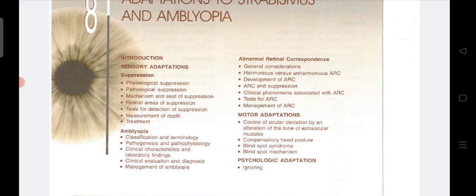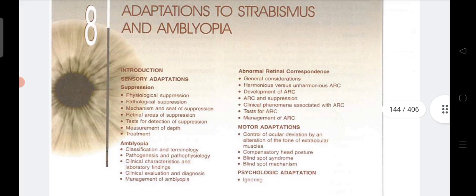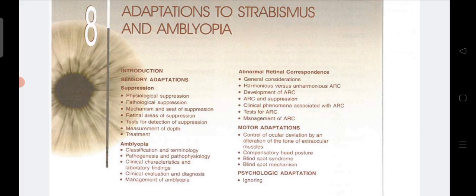Sometimes in squint cases, we can have abnormal retinal correspondence. Abnormal retinal correspondence is a critical condition.